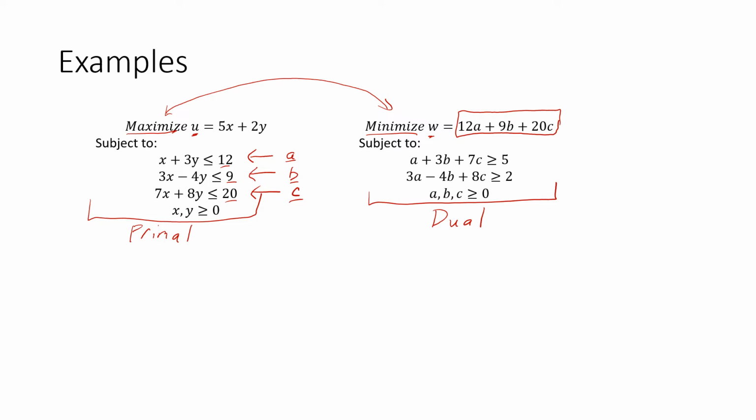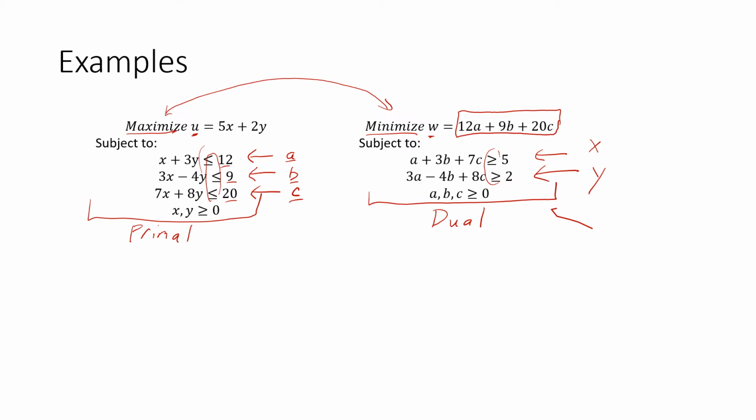Now what about our constraints? Well, in the classic problem where you have all less than or equal to's, the constraints become greater than or equal to's. There is one constraint per variable. So the first constraint relates to the x variable that we had in the primal. The second constraint is y. Two variables in the primal means two constraints in the dual.